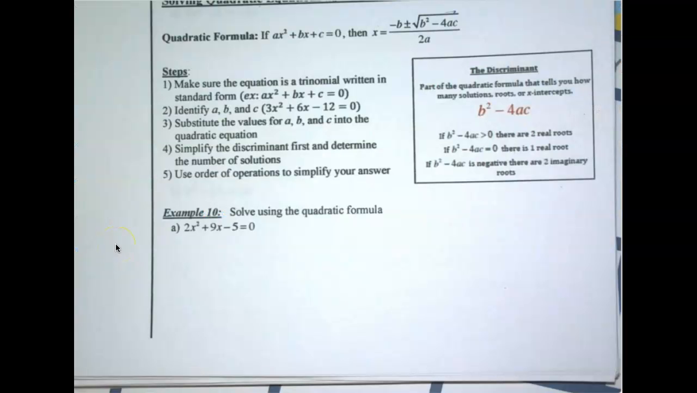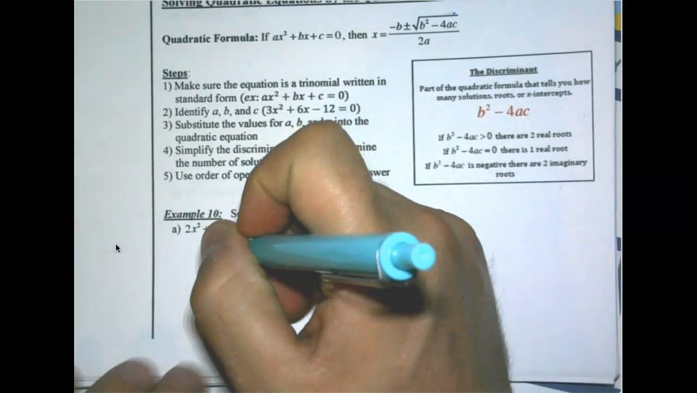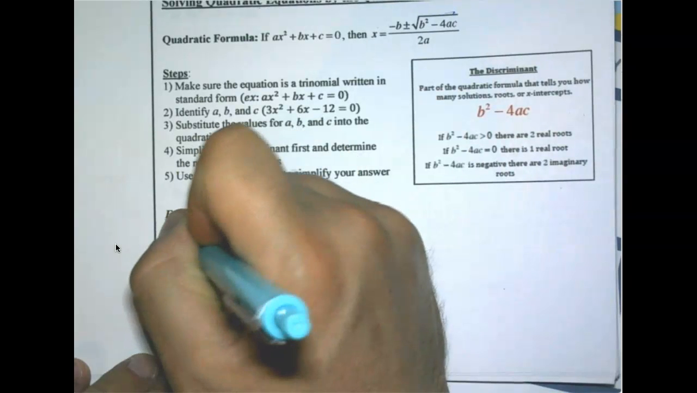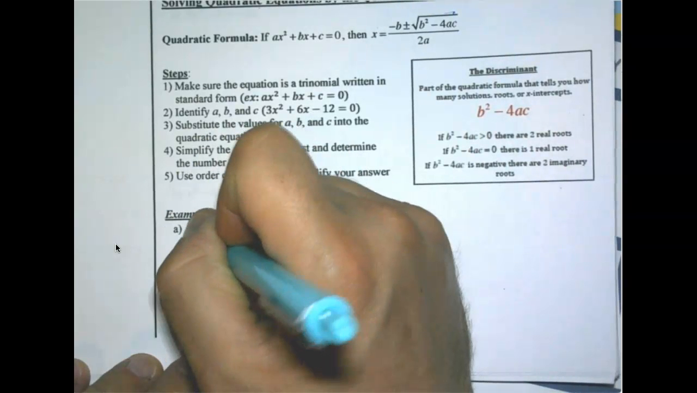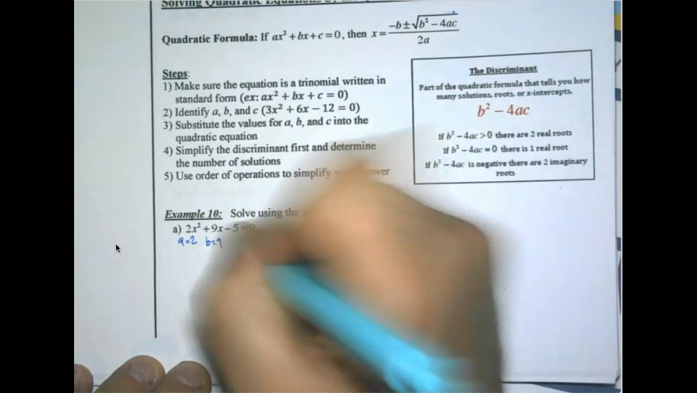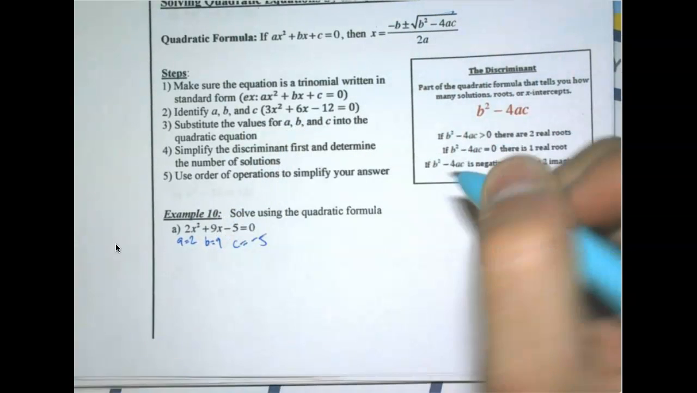So you may be able to solve this by factoring, but we'll just do what it says. We'll solve using the quadratic formula. For the quadratic formula, for sure, you want to know what a, b, and c are. Even if you don't write it down, you need to know what they are. A is 2, b is 9, c is negative 5.